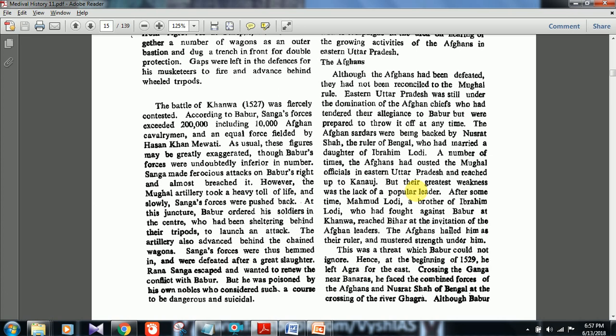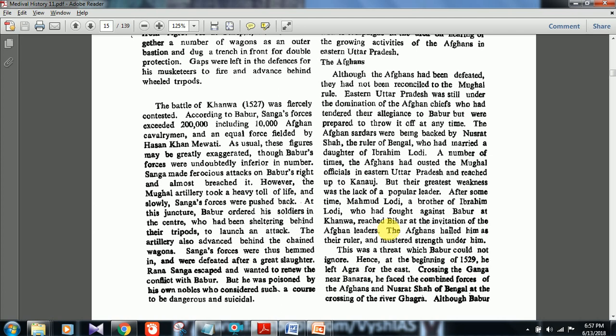But their greatest weakness was the lack of a popular leader. After some time, Mahmud Lodi, a brother of Ibrahim Lodi, who had fought against Babur at Khanwa, reached Bihar at the invitation of the Afghan leaders. So now everyone is plotting against one single leader, because Babur is the most powerful one now. The Afghans hailed him as the ruler and mustered strength under him. This was a threat which Babur could not ignore.